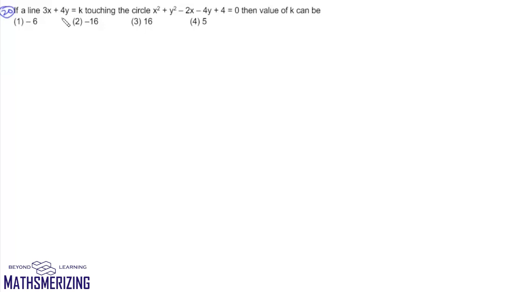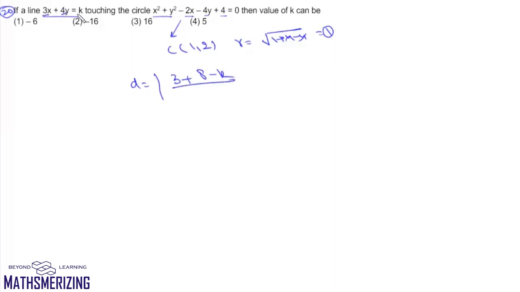It says, if a line 3x plus 4y equals k touches the circle x square plus y square minus 2x minus 4y plus 4, then the value of k can be. So we'll write center of the circle. Center of the circle is at 1, 2, and its radius will be root of 1 plus 4 minus 4. So radius is 1. So this line will touch this circle when perpendicular distance from center is equal to its radius. So distance from center, it will be 3 plus 8 minus k upon under root of a square plus b square, which is 5, and it should be 1.